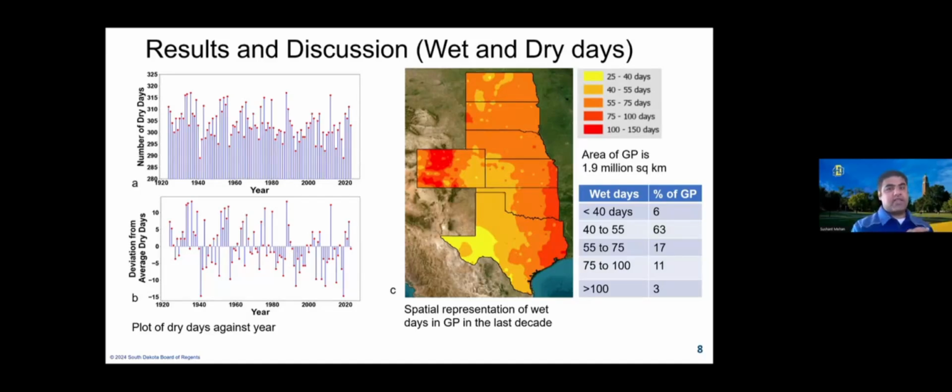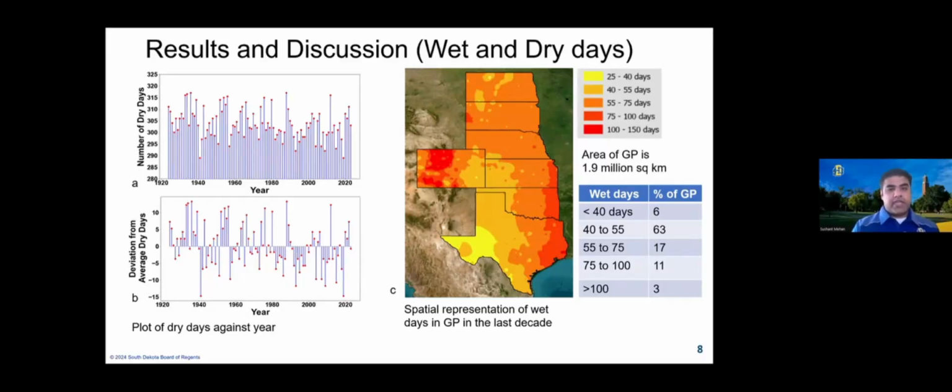The graph reveals some variability across the years. While the number of dry days generally fluctuates between 290 and 320 per year, in recent decades we observed an upward trend of dry days, especially from 1980 onwards.